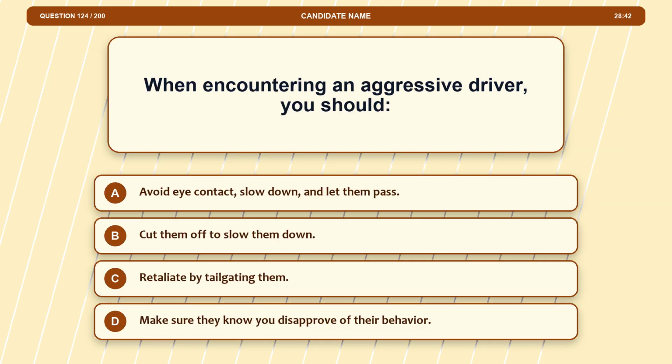Question 124. When encountering an aggressive driver, you should option A. Avoid eye contact, slow down, and let them pass. Option B. Cut them off to slow them down. Option C. Retaliate by tailgating them. Option D. Make sure they know you disapprove of their behavior.